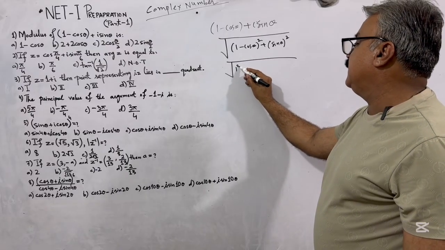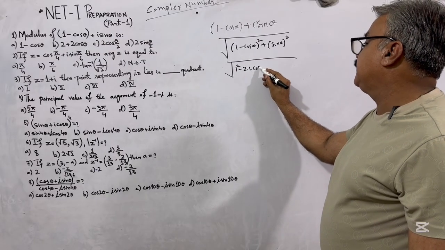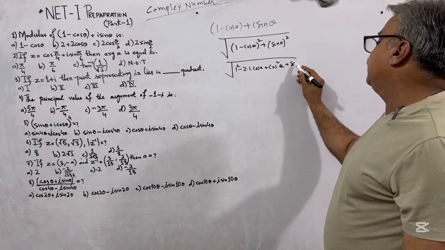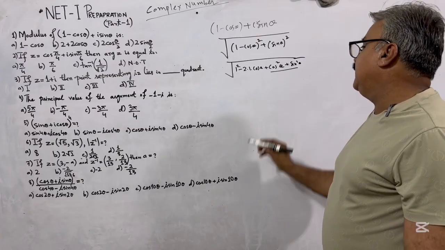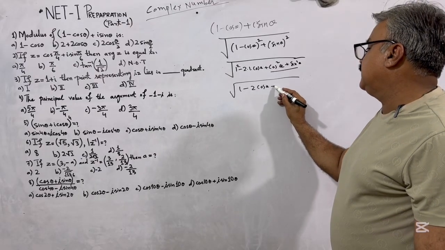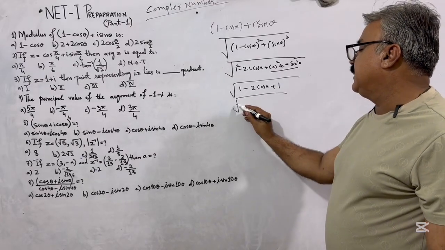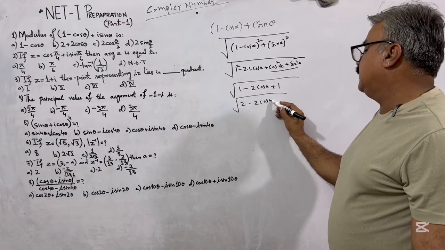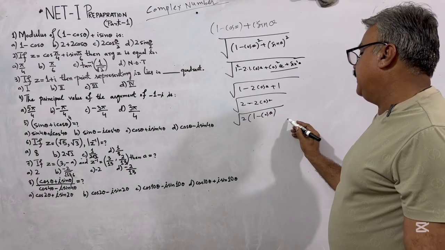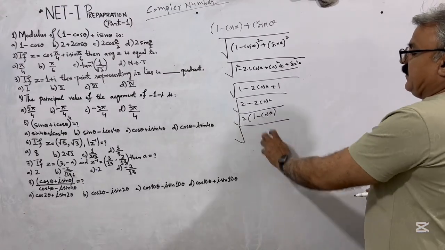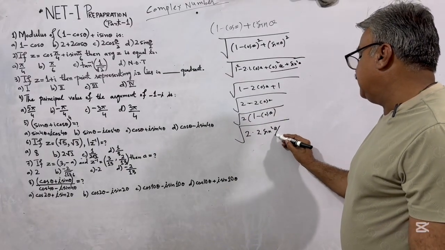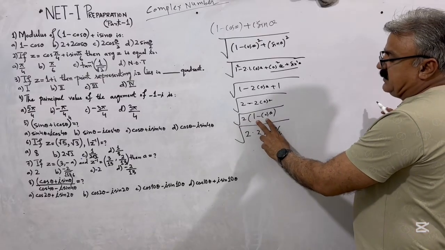It's a perfect square quantity: 1 squared minus 2 times 1 times cos theta plus cos squared theta, and here it is sine squared theta. You are familiar that cos squared plus sine squared is equal to 1, so it becomes 1 minus 2 cos theta plus 1, which is 2 minus 2 cos theta. Taking 2 common in the root, we have 1 minus cos theta. From the half angle formula, 1 minus cos theta is given by 2 times sine squared theta over 2.